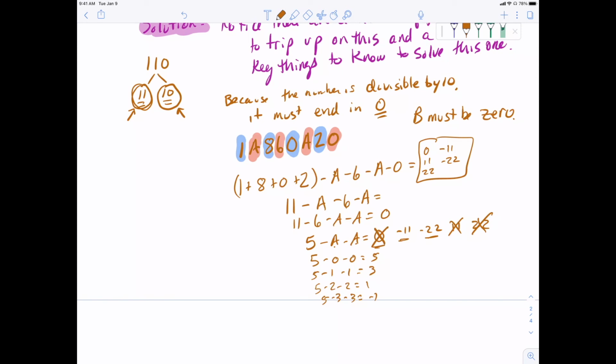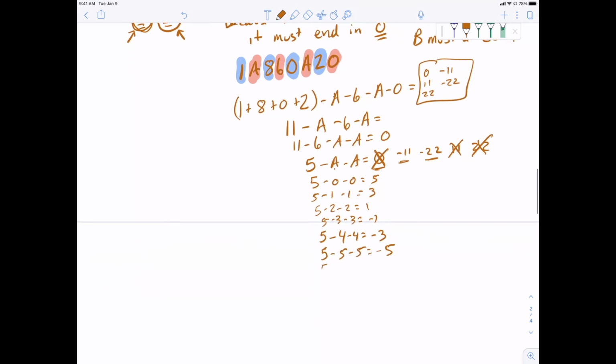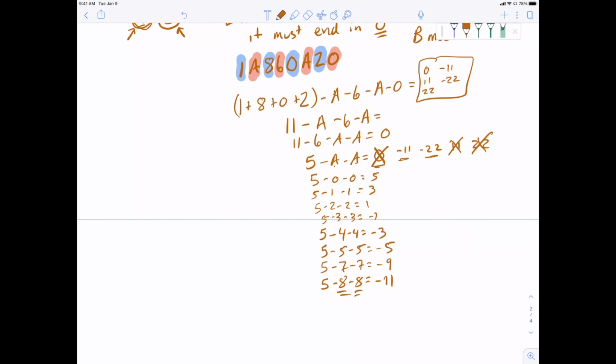So let's see if I can get to a negative 11. Well, 5 minus 4 equals negative 3. 5 minus 5 equals negative 5. All right, 5 minus, let's just jump to 7. 5 minus 7 equals negative 9. And then 5 minus 8 equals negative 11. So 8 works. Another way to do this, if you're trying to get to negative 11, and you know algebra, is the algebra way.